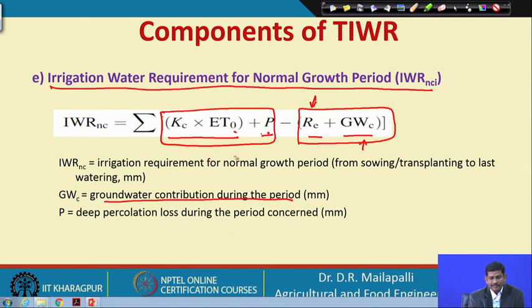If you are talking daily and this is summing up, you get the irrigation water requirement during the normal growth period. Here the normal growth period is from sowing to transplanting to the last watering, I mean the period from the first irrigation to the last irrigation.